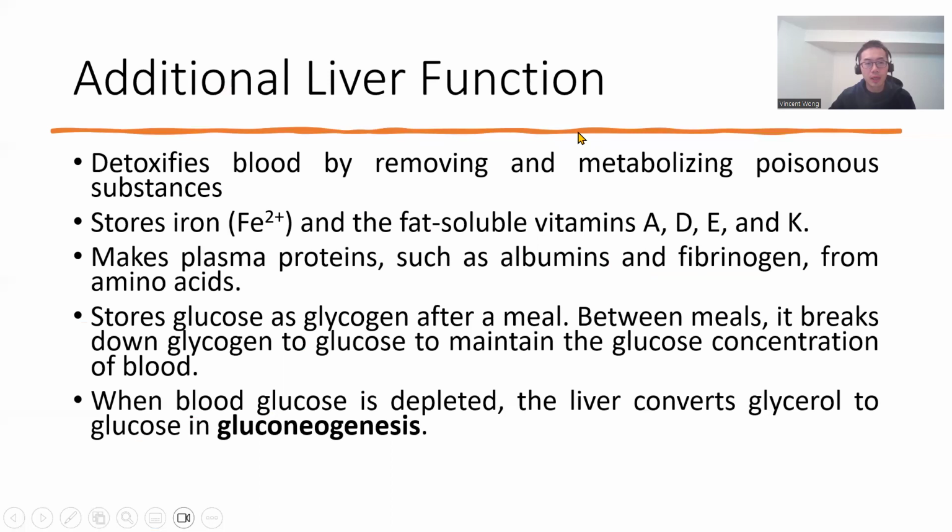The liver also does other things, including detoxifying the blood. If a person consumes alcohol, the liver is going to help break it down, metabolize it. It stores iron as well as various vitamins. It makes plasma proteins. We already learned a bunch of plasma proteins: albumin, fibrinogen, they are made in the liver. We can also store glucose as glycogen. We learned that last semester.